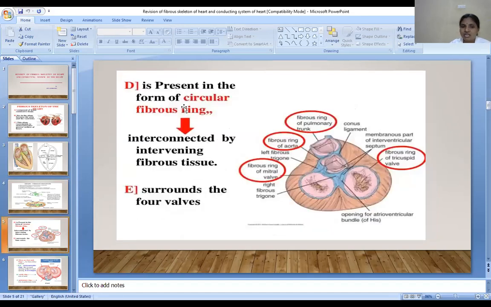Now, it is present in the form of circular fibrous rings. As I told, each and every orifice is guarded by this fibrous skeleton. So, in what way is it guarding? In a circular fibrous ring, interconnected by intervening fibrous tissue. Among these four orifices, there is a circularly arranged collagenous tissue, and in between there is a connecting fibrous tissue that surrounds the four orifices.